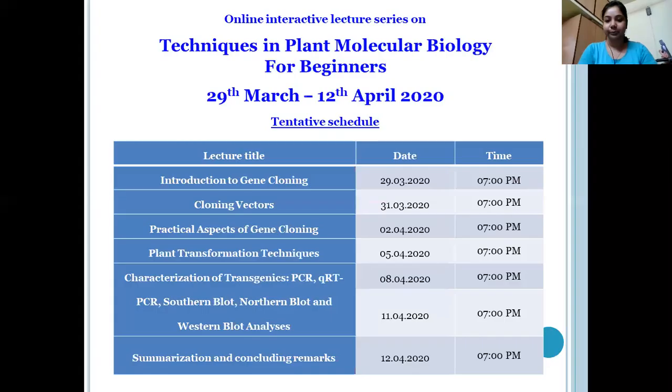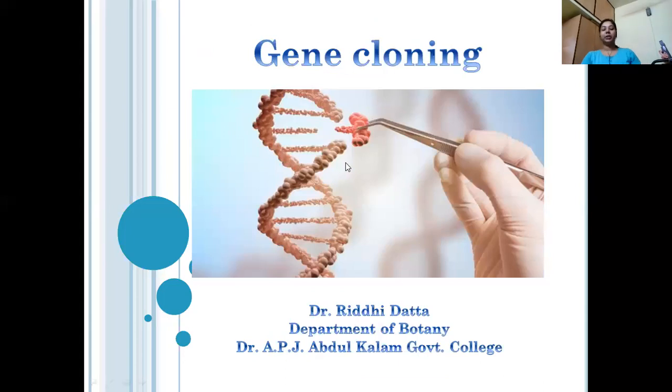So, we'll start with gene cloning. So, what is gene cloning? As we know, the cloning technique means to make multiple identical copies of the gene. So, gene cloning means we have a fragment of gene and we have to make identical copies of that gene.